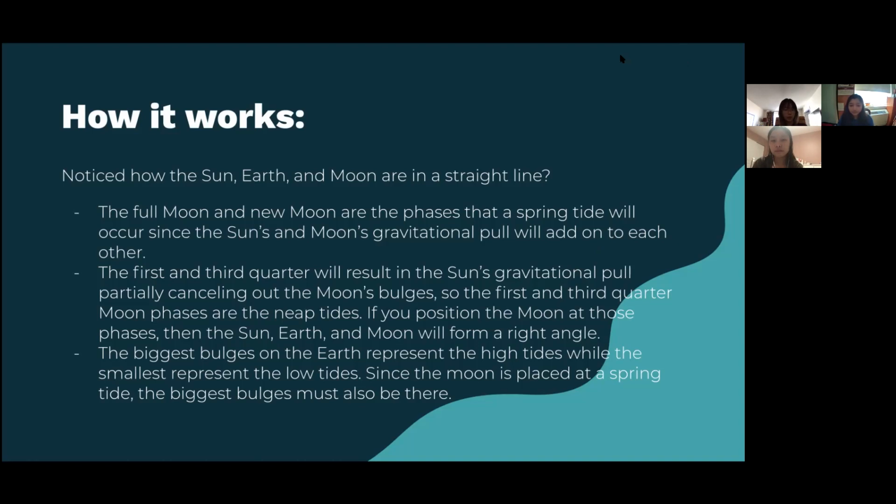The first and third quarter will result in the sun's gravitational pull partially canceling out the moon's bulges, so the first and third quarter moon phases are the neap tides. If you position the moon at those phases, then the sun, earth, and moon will form a right angle. The biggest bulges on the earth represent the high tides, while the smallest represent the low tides. Since the moon is placed at a spring tide, the biggest bulges must also be there.